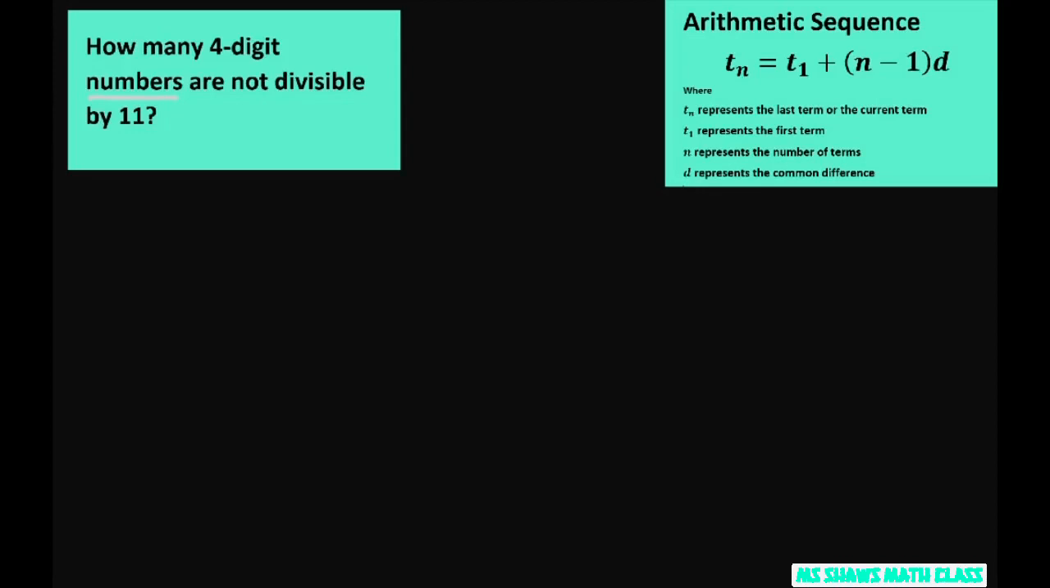4-digit numbers. That is between 1,000 and 9,999. So the total numbers between this is 9,000 numbers. So let's think about that.